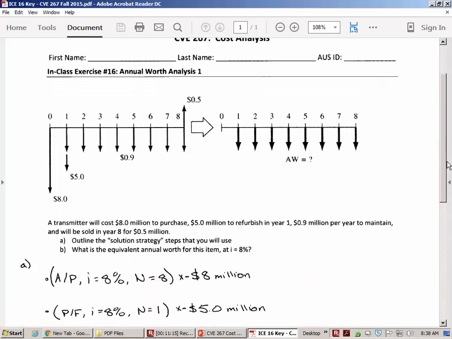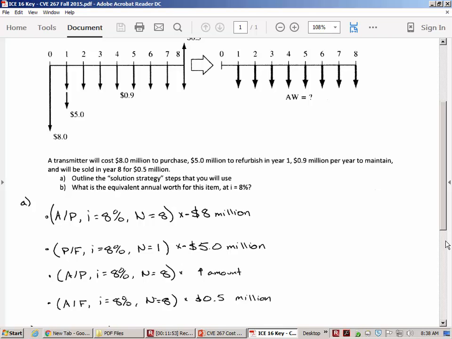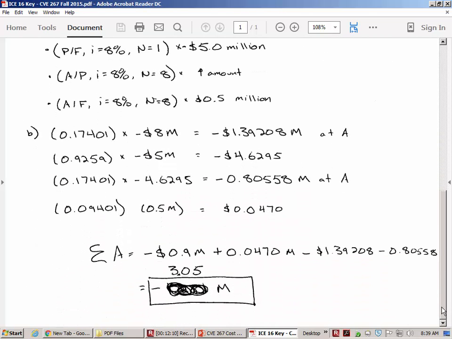So for part A, where it says outline the strategy, all I did was say what factors I was going to be looking up and what amount each would be multiplied by. If I was going to do it again, I would combine the $8 million and the $5 million that was shifted over to year 0 before I did this operation. But like I said earlier, there's more than one way to solve this one. So what you can see here is that I'm using the amount from above once I take it to year 0. As I was walking around, I noticed some of you didn't do an A/F. And that's okay, you don't have to. You can take the future amount to year 0 and then take it from 0 over the annual series. So in the end, it should be negative $3.05 million each year.